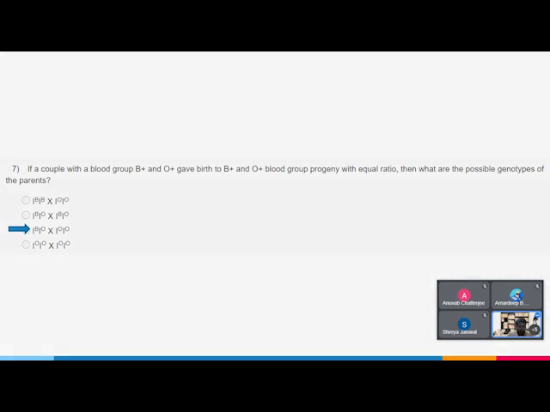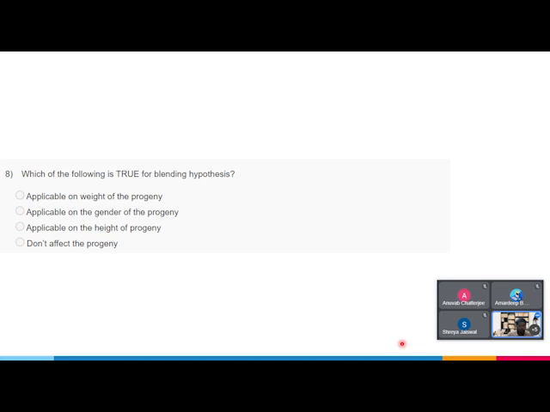Okay, I guess not. So we move on to the next question. What is true for the blending hypothesis? That it is applicable on weight of the progeny, applicable on the gender of the progeny, applicable on the height of the progeny, and don't affect the progeny at all. Which of the following is correct in case of the blending hypothesis?